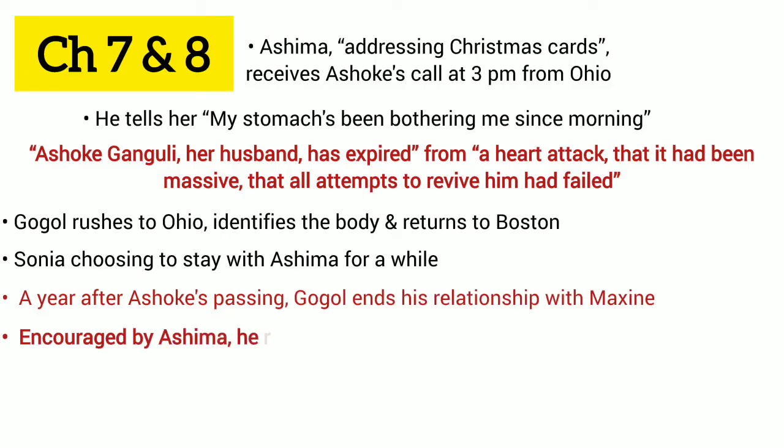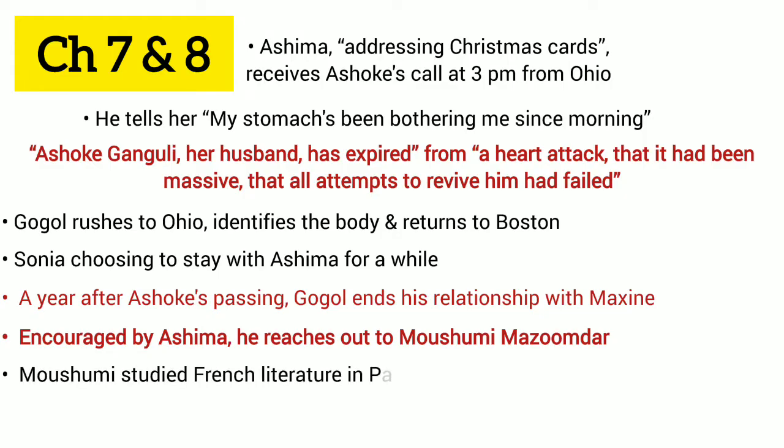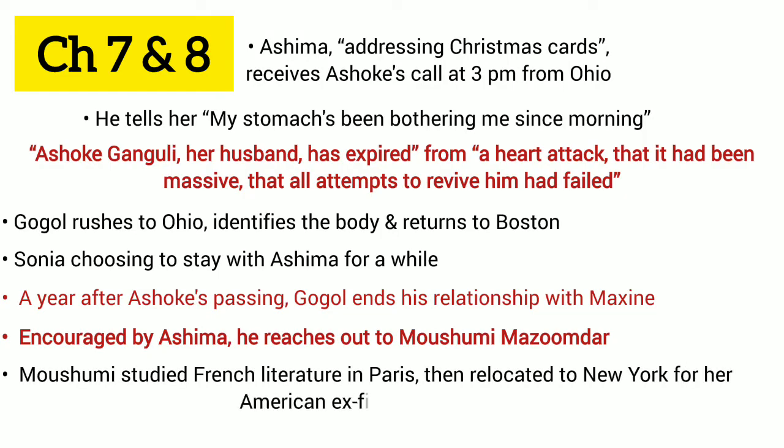Encouraged by Ashima, he reaches out to Mashumi Mazumdar, a familiar face from family gatherings, and a French literature PhD. Mashumi shares her journey of studying French literature in Paris, then relocating to New York for her American ex-fiancé, Graham. Following their engagement fallout, she took a semester off from NYU before meeting Gogol upon her return.